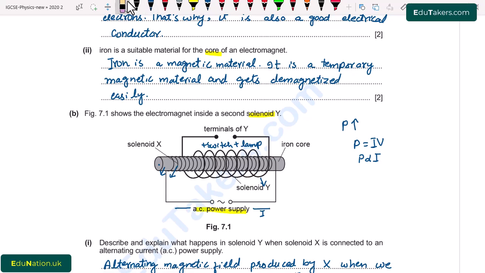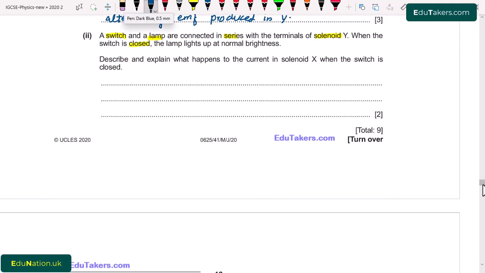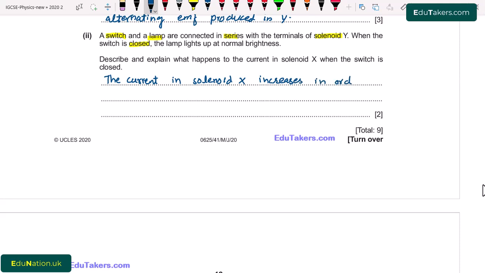So I write here that the current in solenoid X increases in order to supply the power that is used in the lamp in solenoid Y.